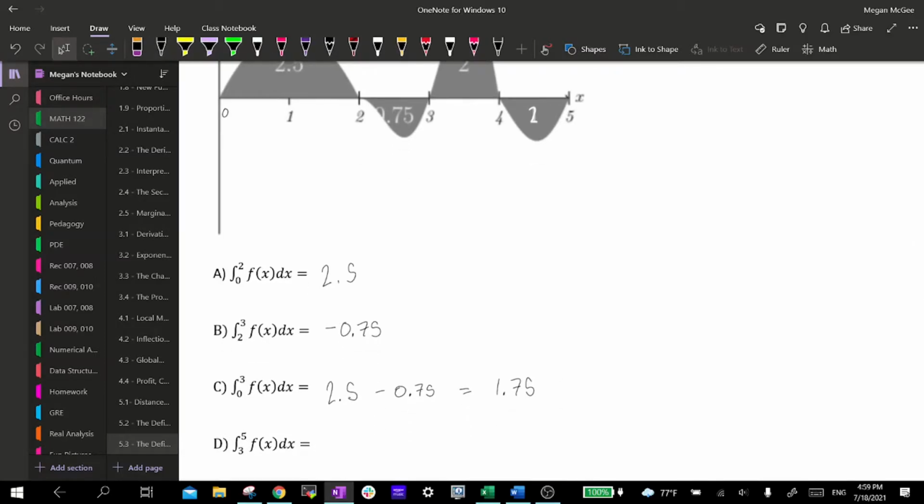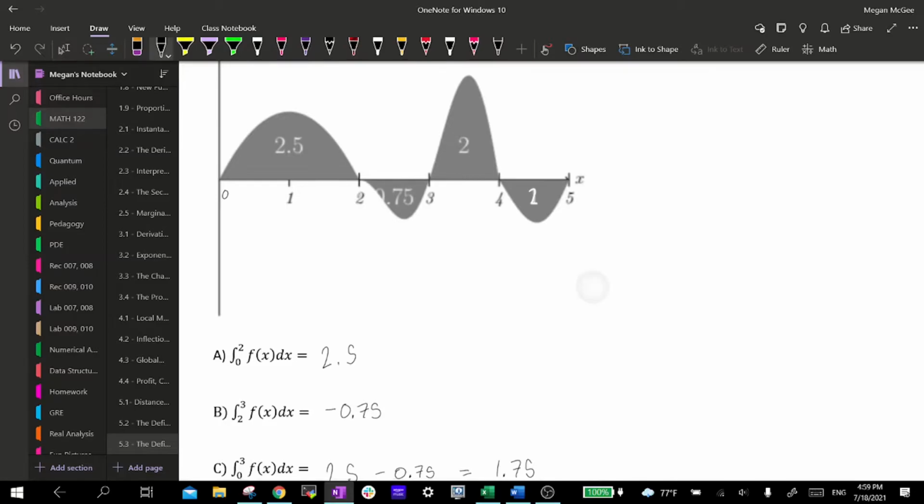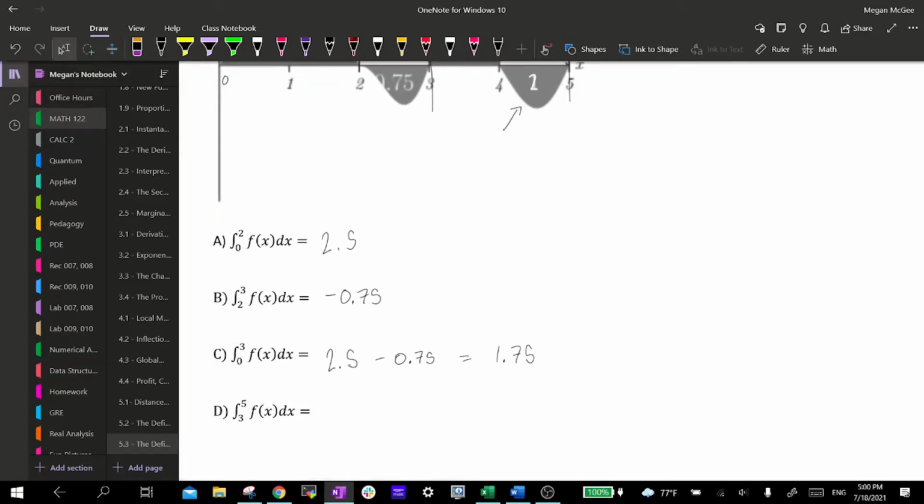And finally, for part D, we are looking at the region between 3 and 5. So let's scroll back up. 3 starts here, and 5 is up here. So we need to take into account both of these regions. And this is a poorly drawn 2, okay? That's my drawing for you. That's a 2. So we have a positive 2 and a negative 2. So we end up with 2 minus 2. So we get the net area, okay? Our net area is 0.